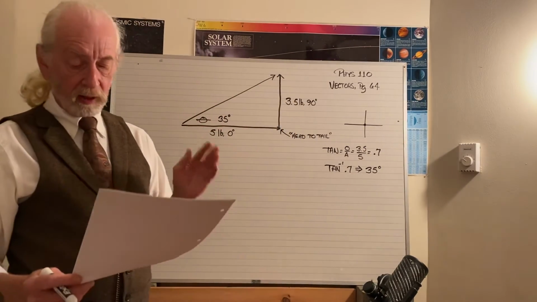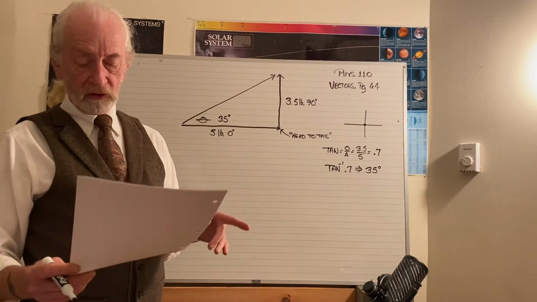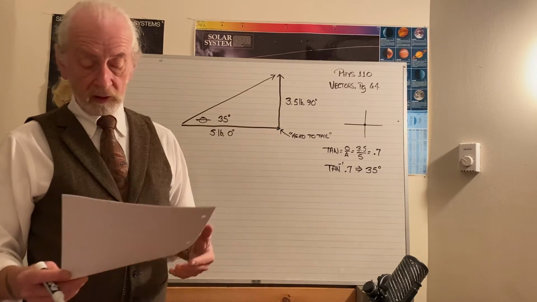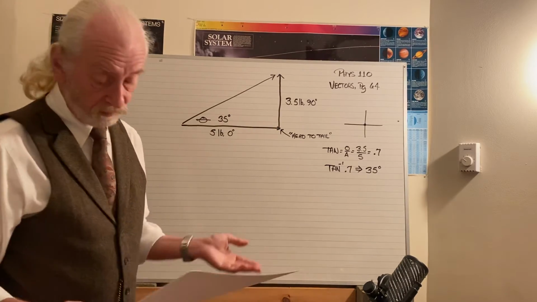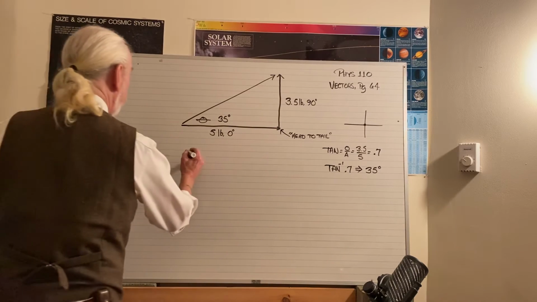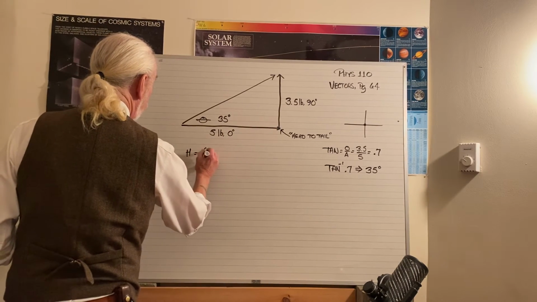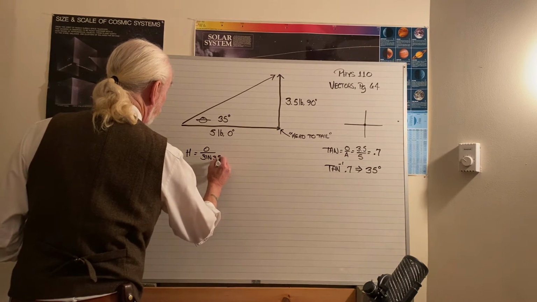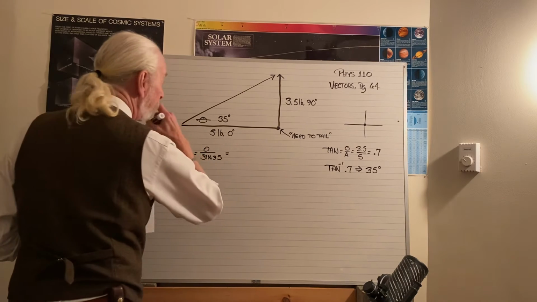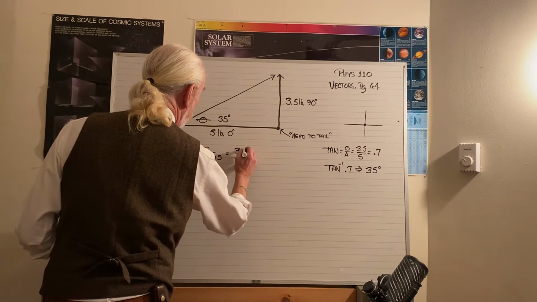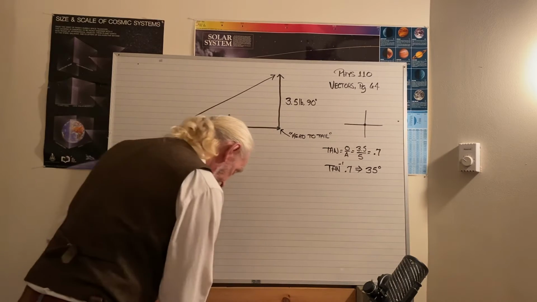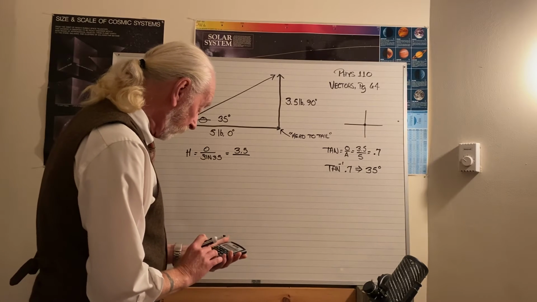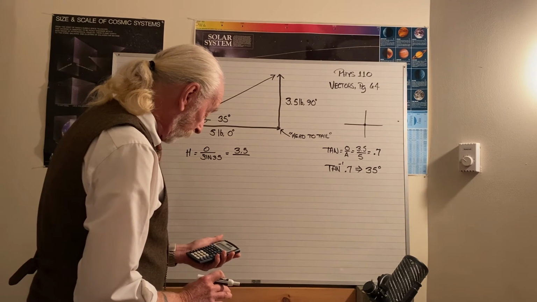Using trig, we know that hypotenuse equals opposite over the sine of the angle, or adjacent over the cosine of the angle. So we're going to select the first trig formula just because it's first. So hypotenuse is going to equal opposite over the sine of 35, which is 3.5 over sine 35. I have 0.574.